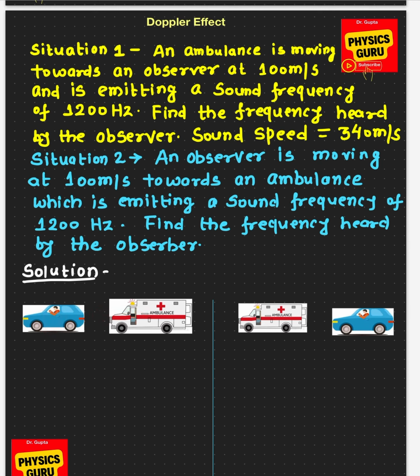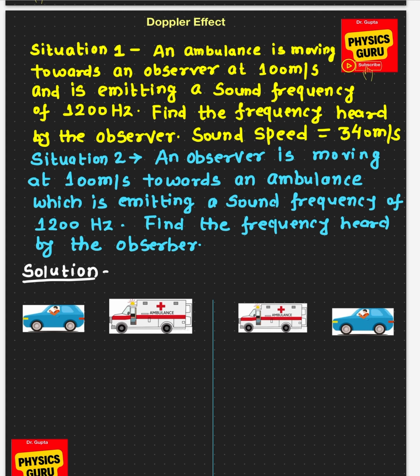And the second case is the ambulance is at rest but it is emitting sound, and the observer is moving towards the ambulance at 100 meters per second. Now the question is, in which case will the observed frequency be higher, or in which case will the observer hear the higher frequency? That's the question.